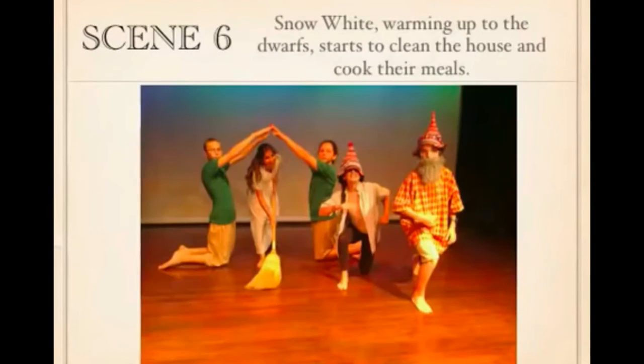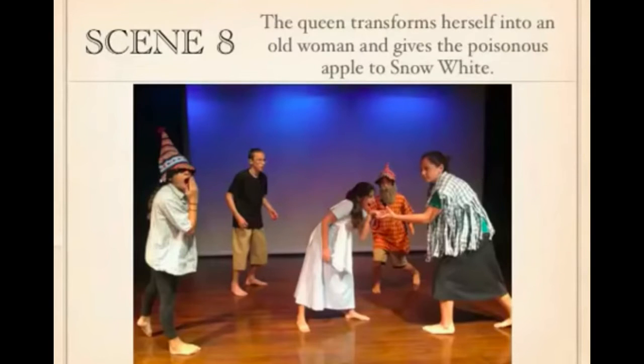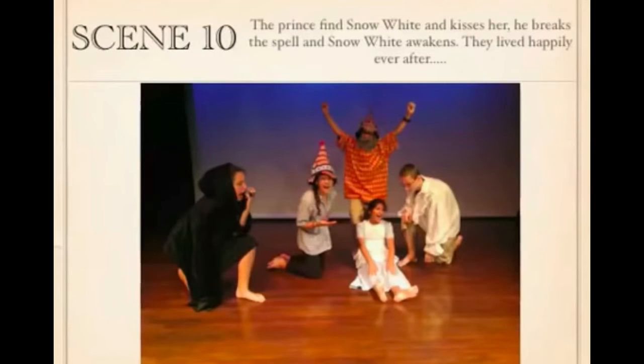Snow White manages to escape from the huntsman and finds a little house where 7 dwarfs live, far from civilization. Snow White, warming up to the dwarfs, starts to clean the house and cook their meals. Queen finds out that Snow White isn't dead, so she creates a poisonous apple. The queen transforms herself into an old woman and gives the poisonous apple to Snow White. Snow White bites from it and faints to the ground, with all the dwarfs surrounding her, sobbing for their loss. The prince finds Snow White and kisses her. He breaks the spell and Snow White awakens. They lived happily ever after.